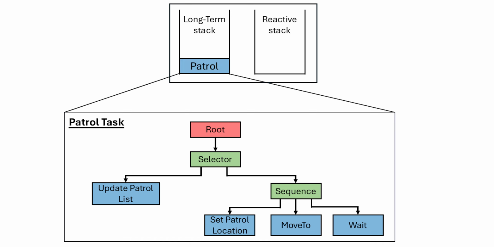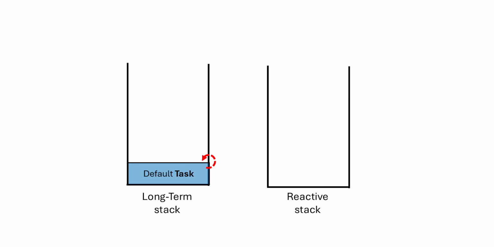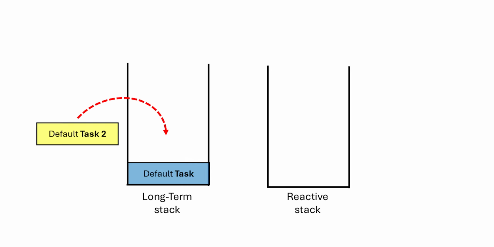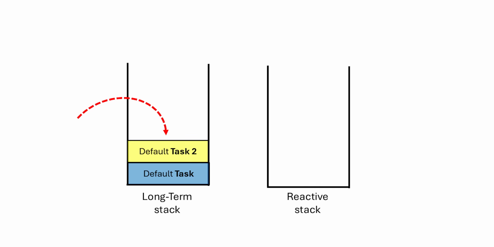You may also be wondering what the point of the long-term stack is if it only has one behaviour. Well, it doesn't have to. This stack is for the long-term objective of your agent. Imagine the blue default task is a sniper task, but then you want them to go on patrol. The yellow task could be the patrolling behaviour, and at some point we can pop it off the stack and go back to our sniper behaviour.